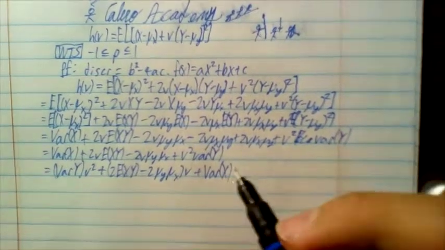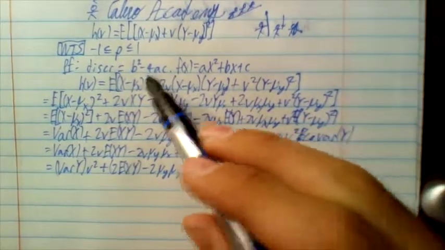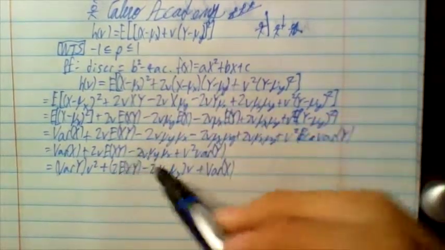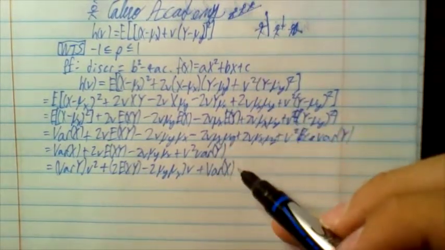Therefore, we have that the constants a, b, and c correspond to: a is equal to the variance of Y, b is equal to this dog's breakfast here, and c, the constant, is equal to the variance of X.